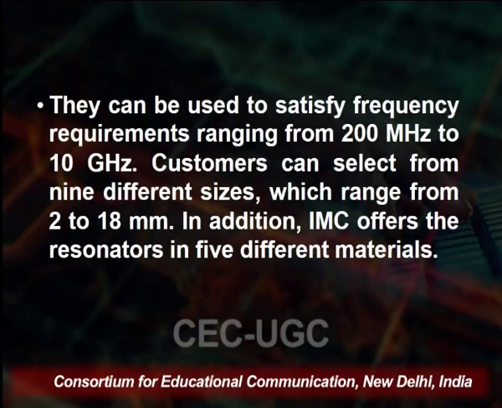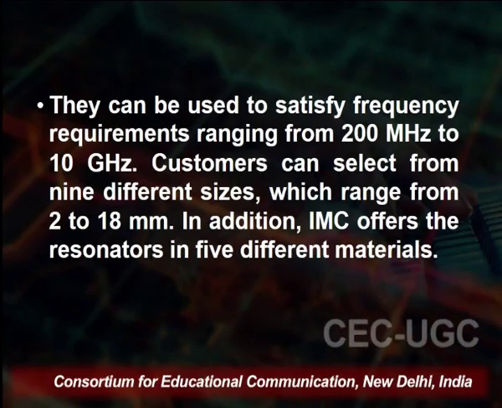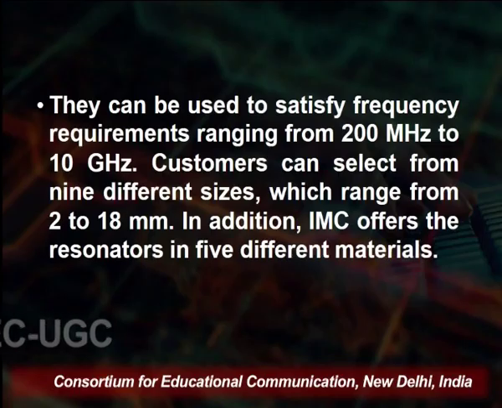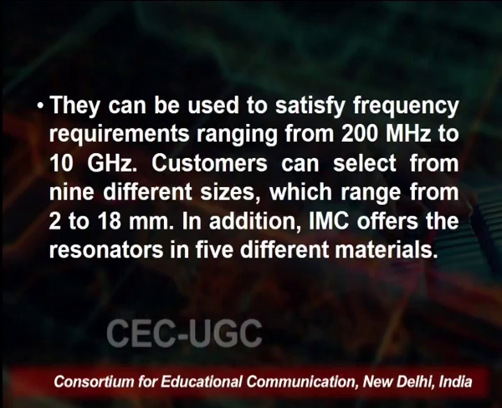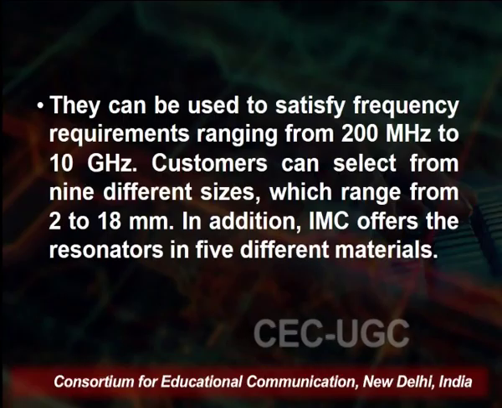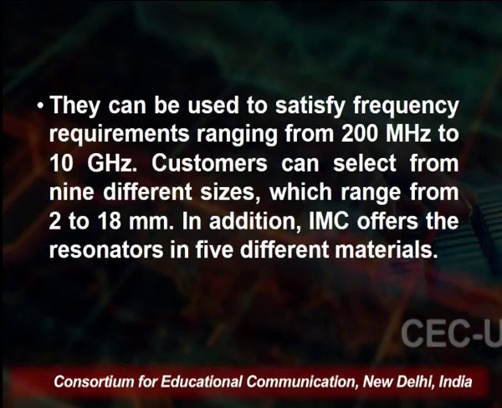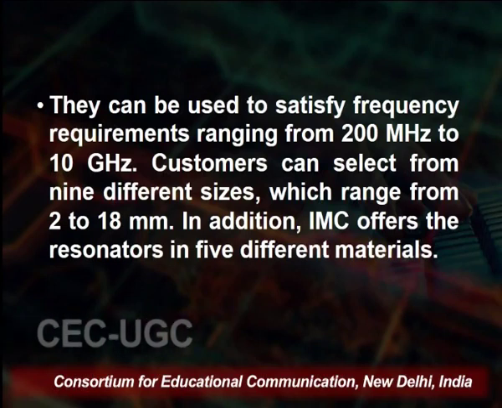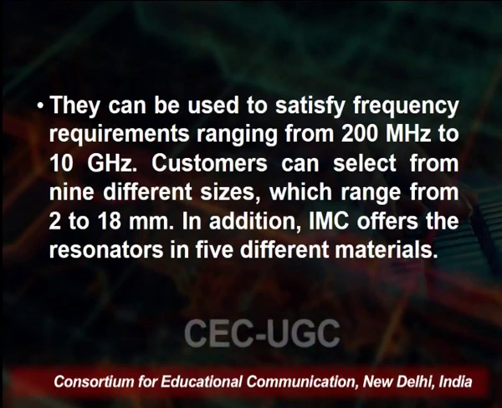They can be used to satisfy frequency requirements ranging from 200 megahertz to 10 gigahertz, and one can select from 9 different sizes ranging from 2 to 18 mm. In addition, IMC offers the resonator in 5 different materials. So these types of materials are there.